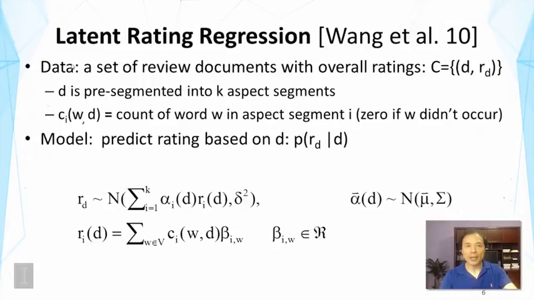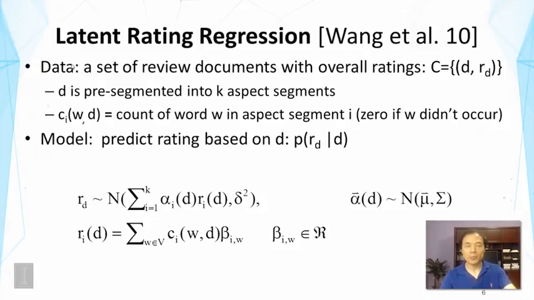So more formally, the data we are modeling here is a set of review documents with overall ratings, and each review document is denoted by a D, and the overall rating is denoted by R sub D. And these are pre-segmented into K aspect segments, and we're going to use C sub I of W and D to denote the count of word W in aspect segment I. Of course, it's 0 if the word doesn't occur in the segment.